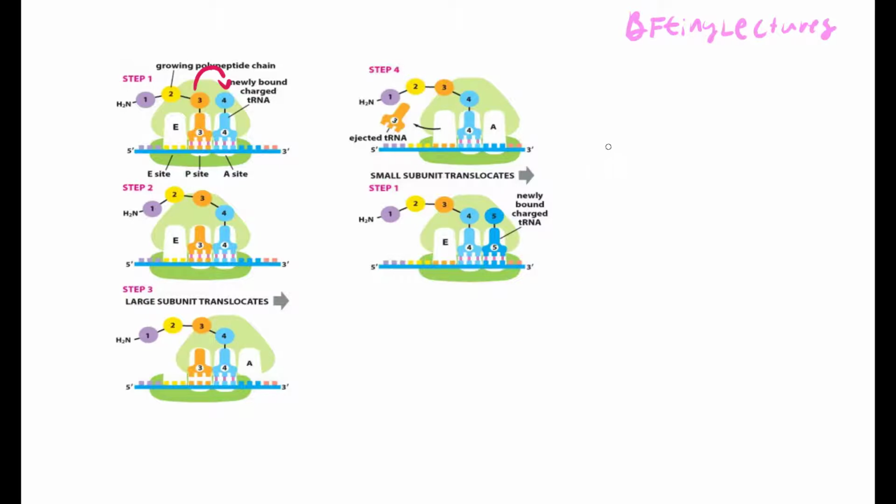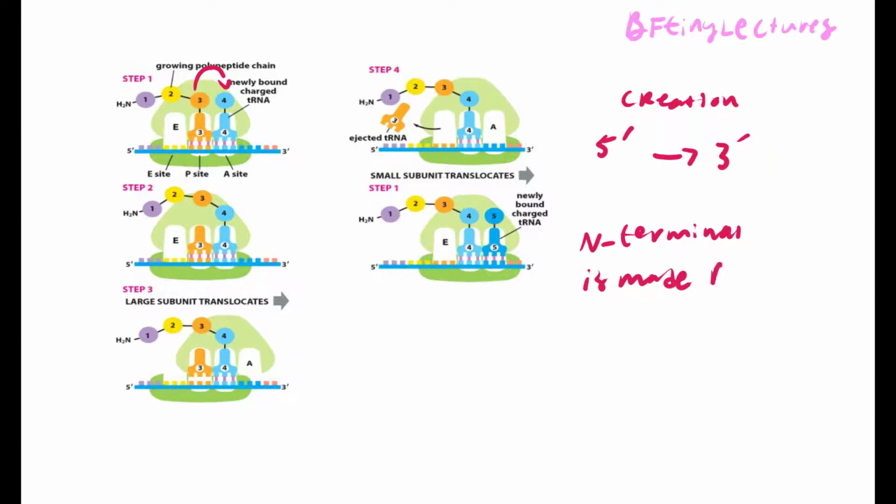And so we can say that whenever an amino acid sequence is being created, it's created from the 5' to the 3'. And also, the N-terminal is made first. And this makes sense because we go from the N-terminal to the C-terminal. Pretty cool.